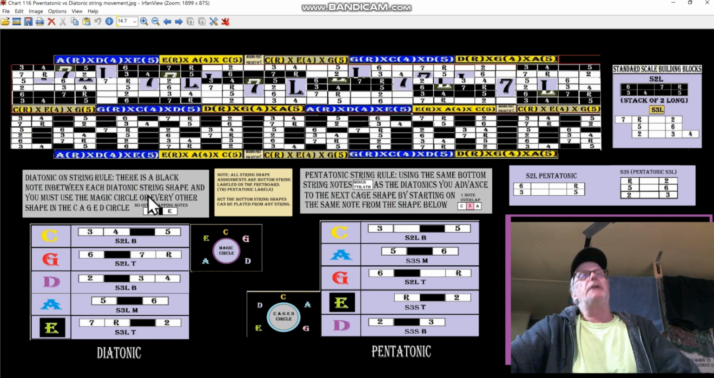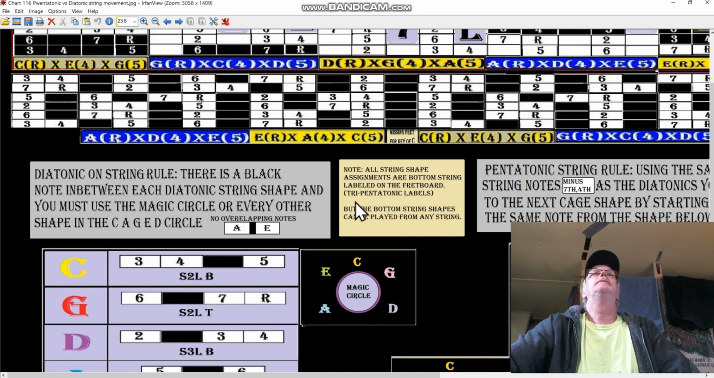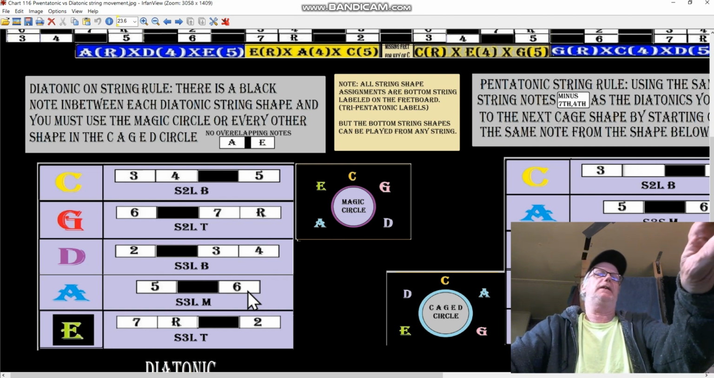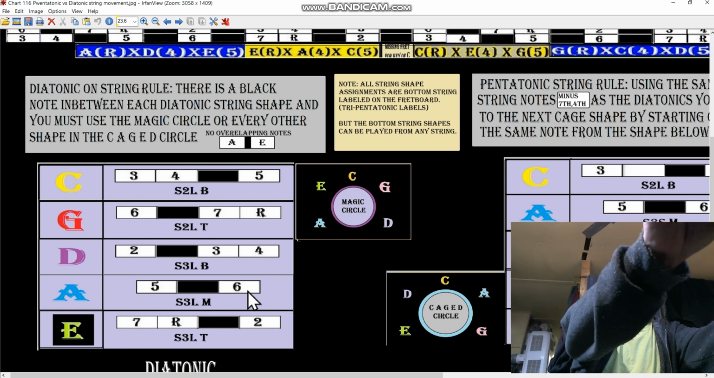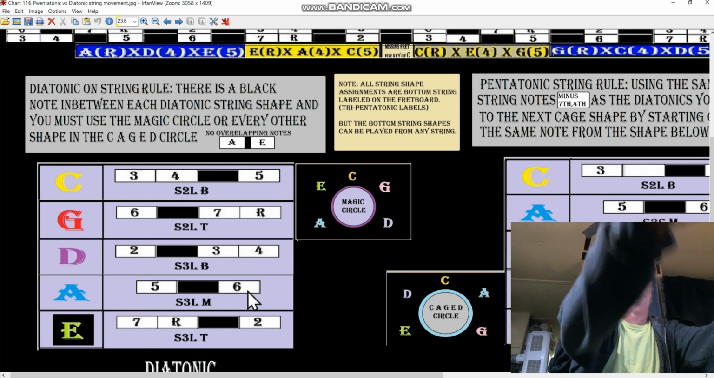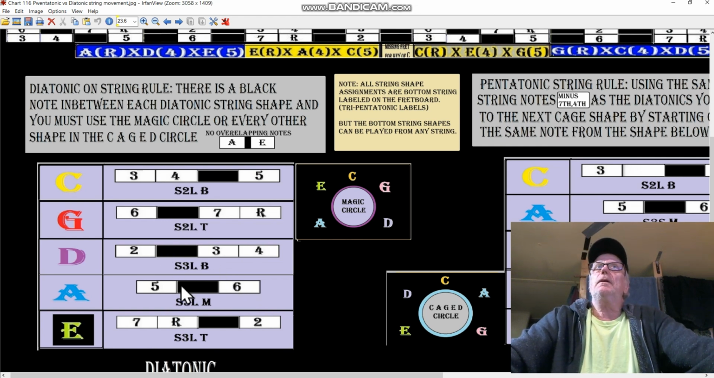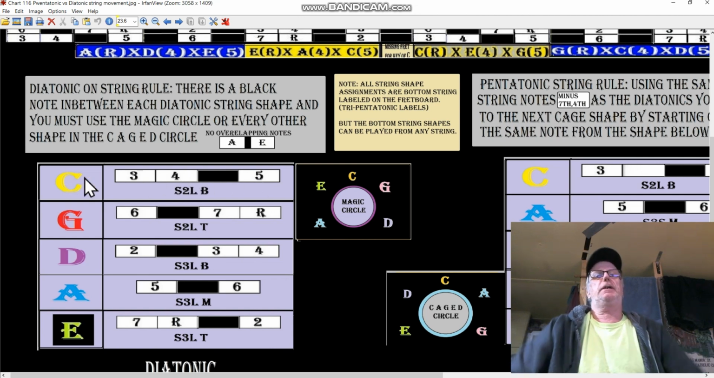So I've practically lost my voice, but I'm still going to read this. Diatonic string rule. These are the diatonic string fragments that now are going to be assigned their own cage shape. So you see a 5/6. C, D. Okay, what's the fifth of C is the fifth of F. So that's an F. 5/6 is going to be the A shape. 2, 3, 4 is going to be the C shape.